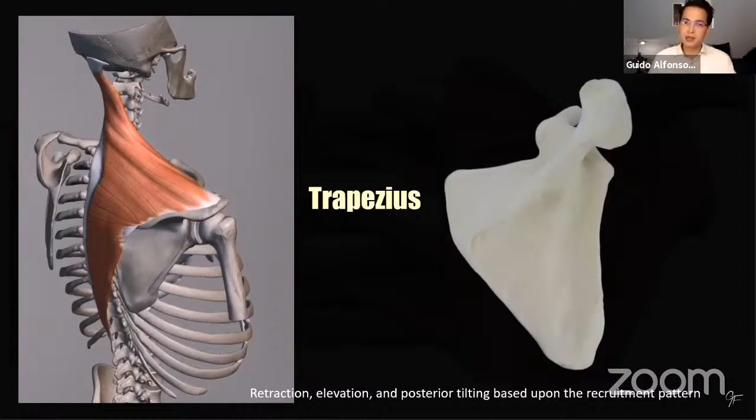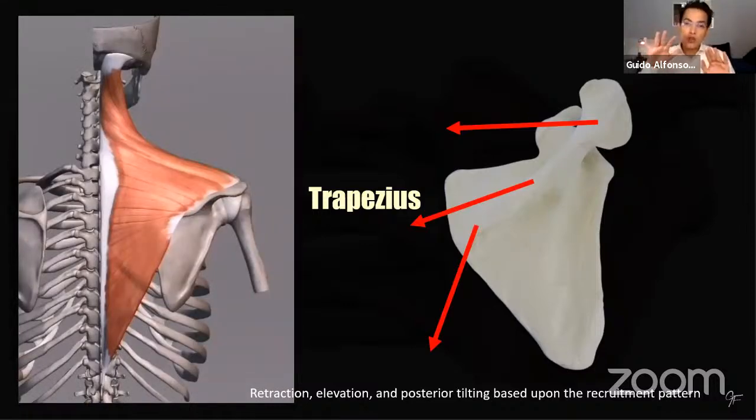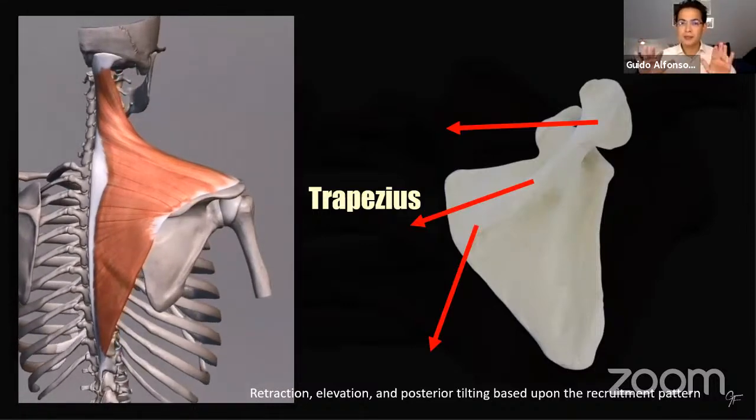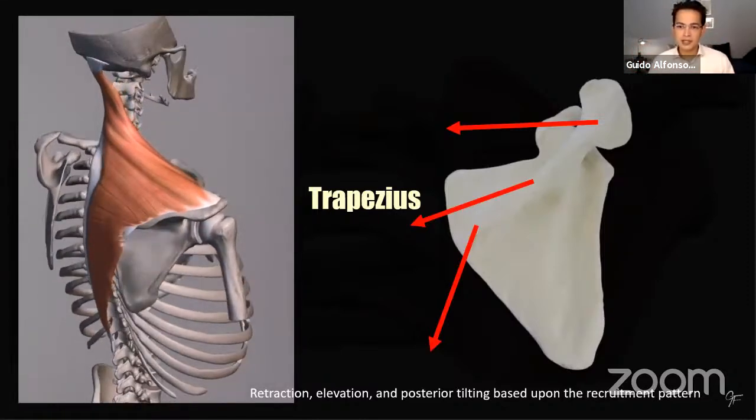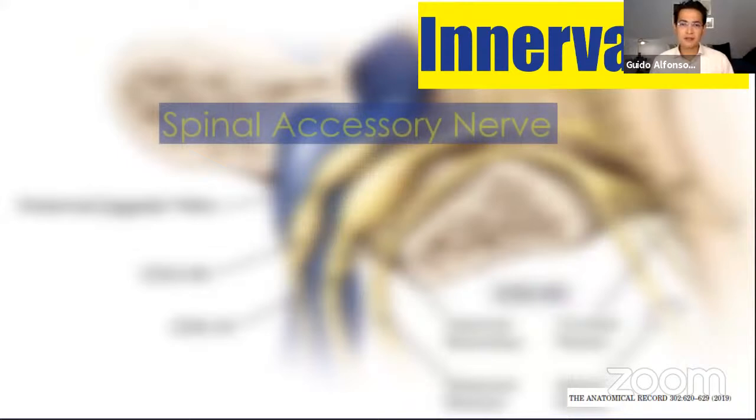I mean, this is an academic view, it's a posterior view, but in real life we have another direction of movement because of the position of the scapula, a little bit in the posterior part of the spine. What is the innervation of the trapezius?